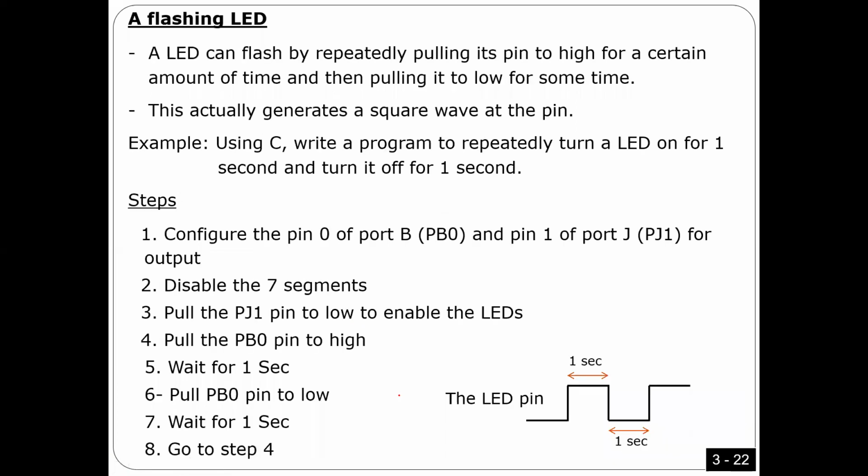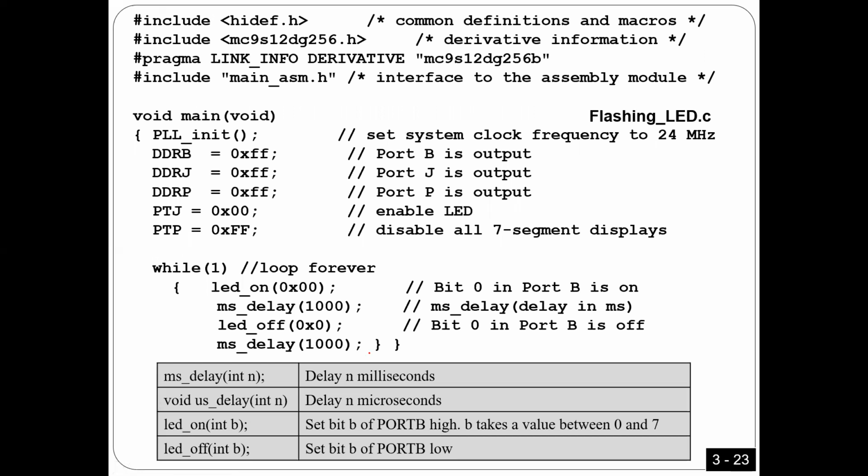Anyway, now I'm going to explain how you can do flashing LED as we did before. If you look at the pseudo code here, it's almost the same thing as we did before. You need to do configuration, disable the 7-segment signal, enable the LEDs, and then pull high, wait 1 second, pull low, wait 1 second, and then go back and repeat again. Same thing, but here I'm going to use C language instructions. So let's see how I made it.